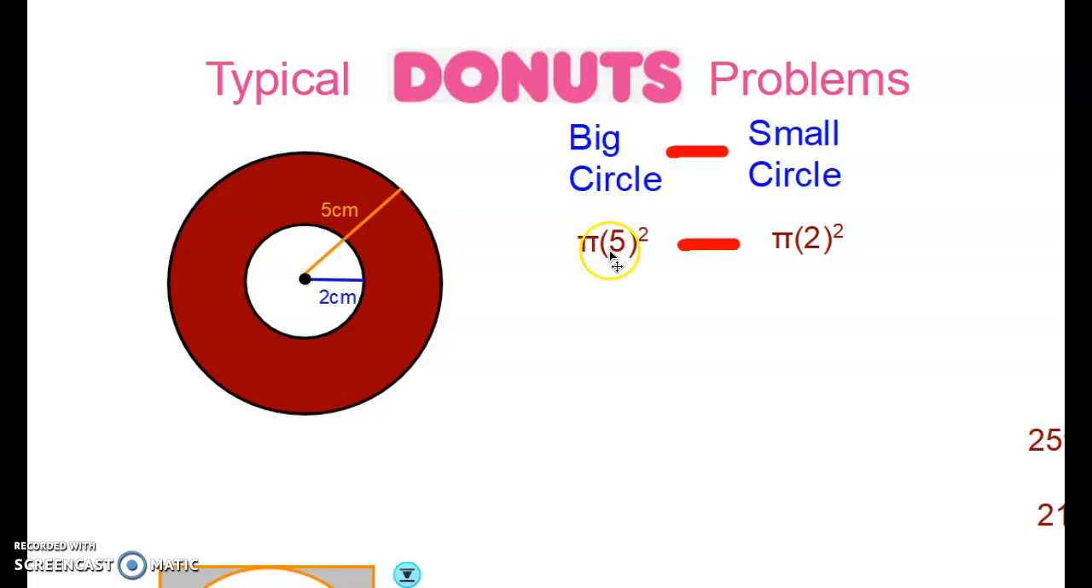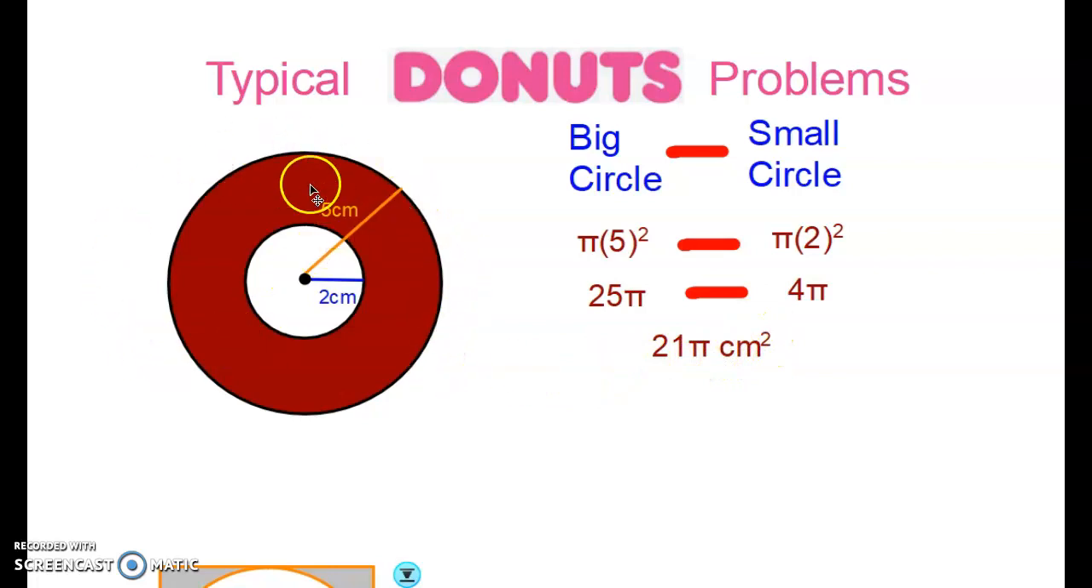So here's my circle formula, pi r squared. And I have to square the 5. And here's my small circle. It's only got a radius of 2, and we have to square that. Pi r squared is the area of a circle. Well, when I do that, I get 25 pi minus 4 pi. That's going to give us 21 pi centimeters squared. And remember, area is in square units.